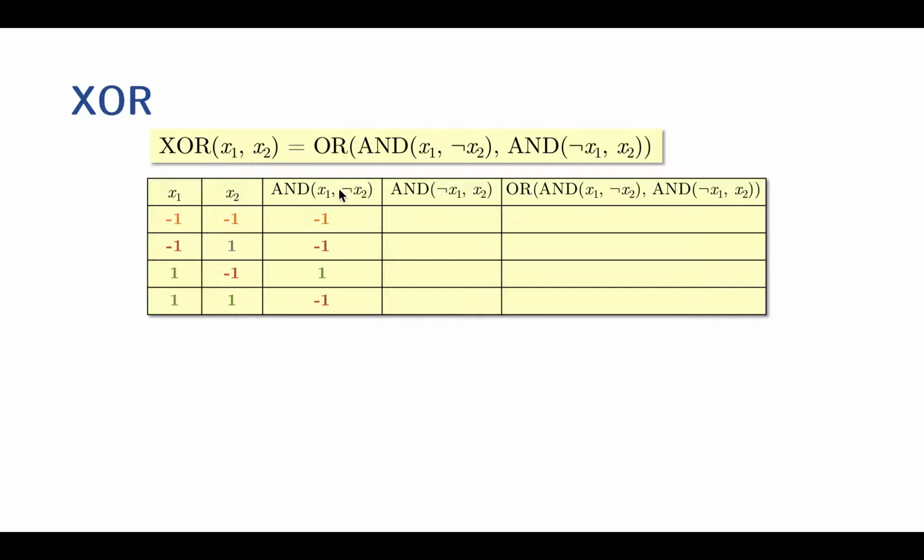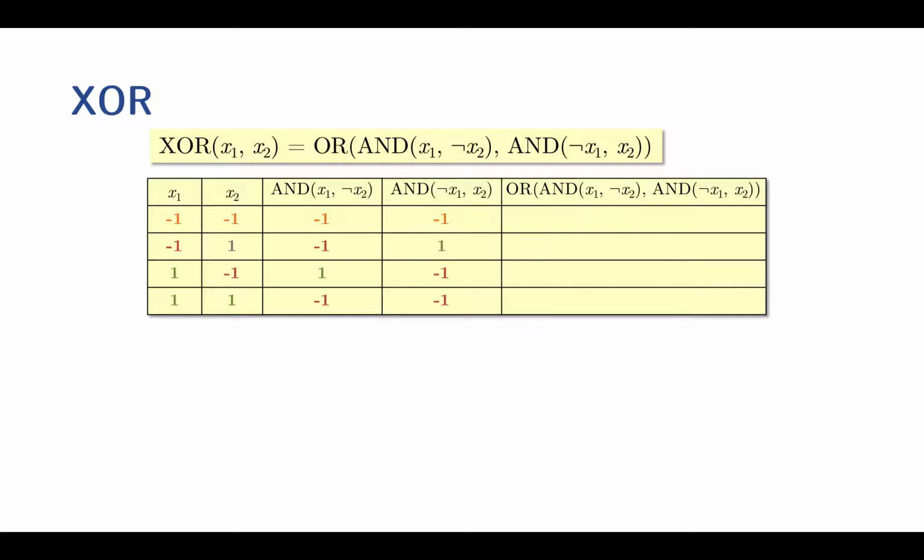Oh no, wait. Yeah, this is not an AND of x1 and x2. This is an AND of x1 and not x2. This symbol stands for not. So not x2 will make this a 1, so 1 and then 1 is a 1. And all the others are minus 1. So that's AND of x1 and not x2.